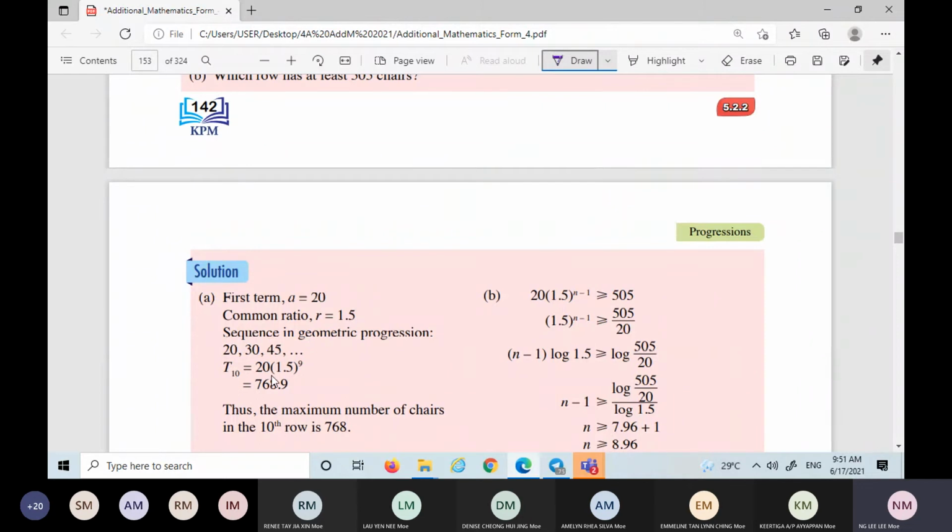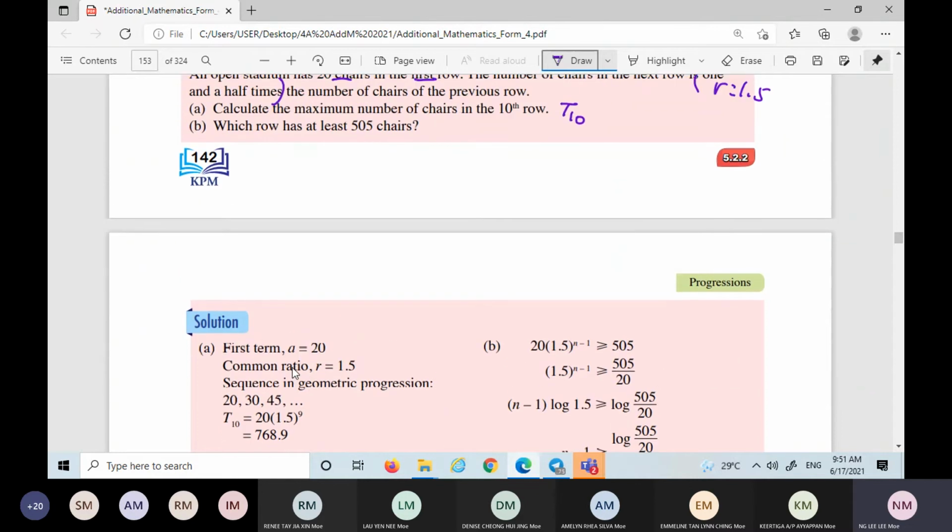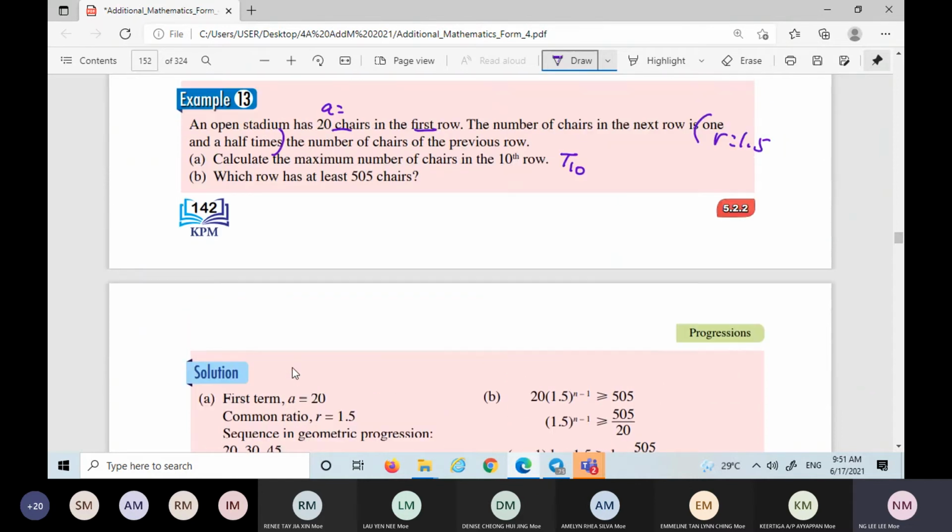Okay, so you just use the formula. A R to the power m minus 1. So 10 minus 1 is 9. Then you get the answer is 768.9. But this is chairs, and chairs cannot have a decimal. It must be an integer, a whole number.